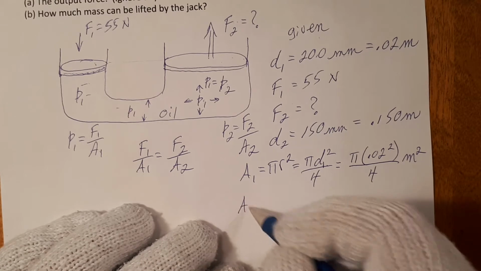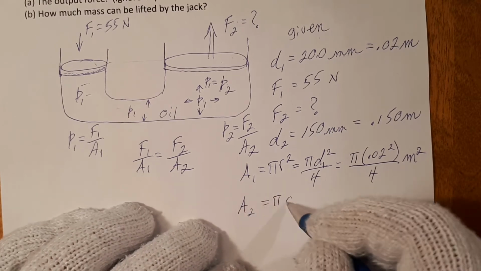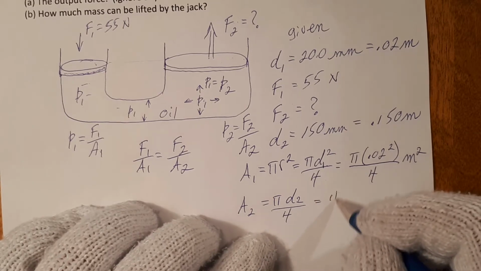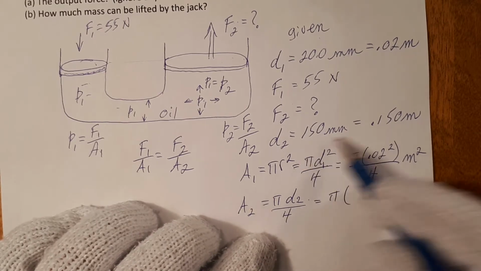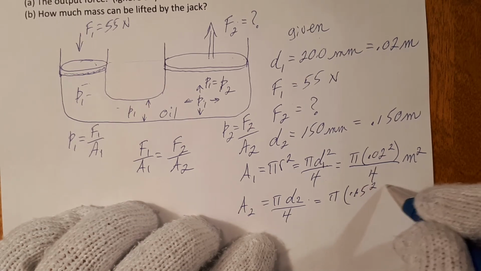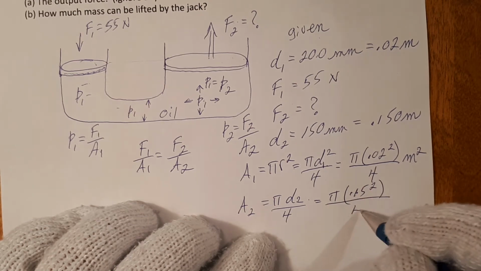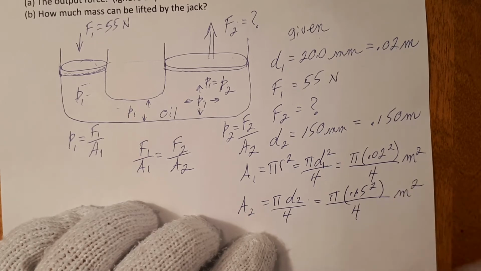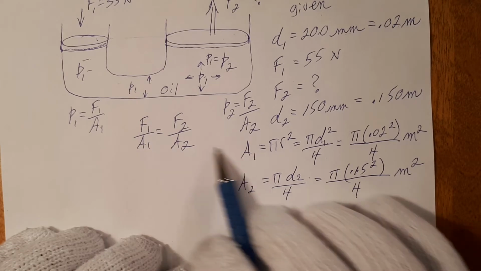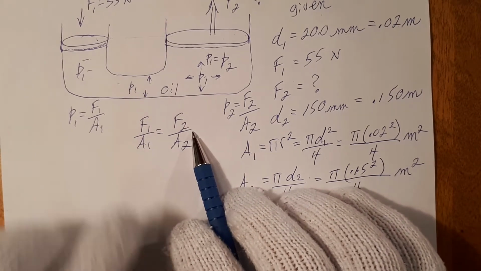And area 2, similarly, is equal to pi times d2 squared divided by 4. Putting in the numbers, pi times d2 was 0.150, 0.15 squared. Everything divided by 4, and the units will be meter squared. We now have everything that we need in order to fulfill this equation.